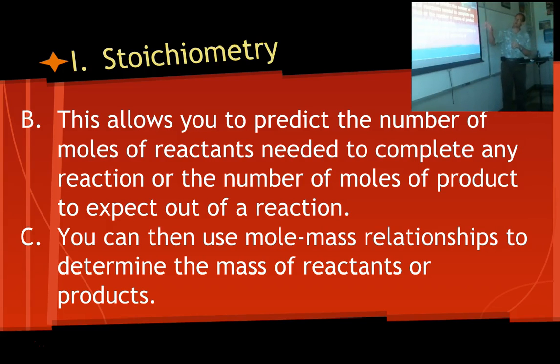So we need to be able to predict how much of these things we're going to mix together and how much of this thing we're going to get at the end. And then obviously there's no such thing as a mole scale. You can't pour something in and the scale reads 3 moles, because it doesn't know. So in order to weigh out a certain amount of something, you've got to use the mole mass relationships from the first part of this chapter, from 9a, to determine how much mass of something you need to have a certain number of moles of that thing.